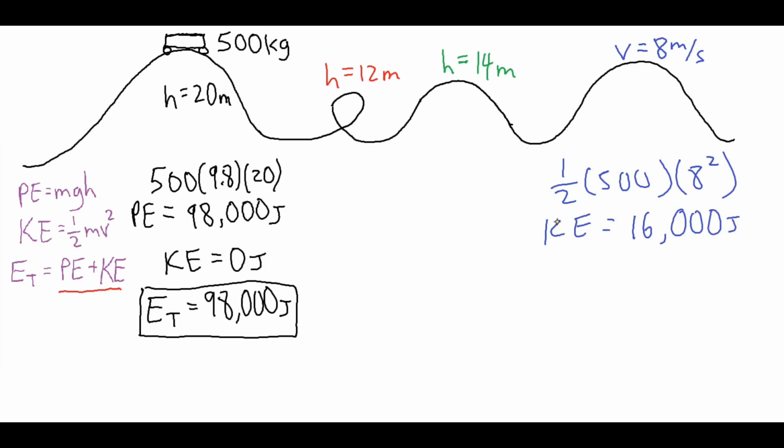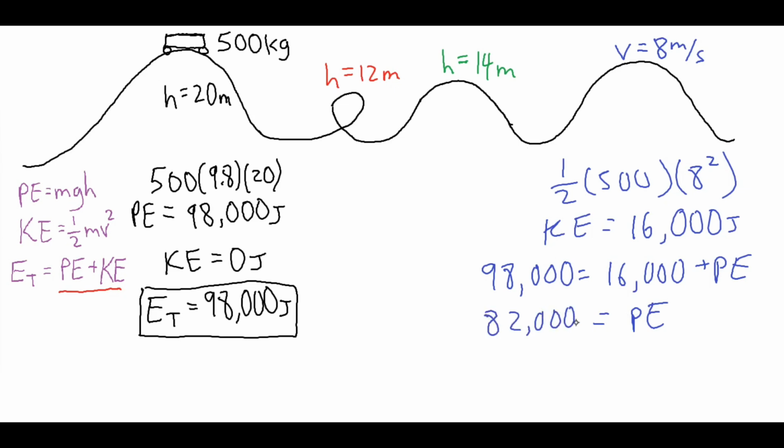Now I'm still going to use the same idea as I did earlier. I'm going to take my total energy and then set that equal to my kinetic plus my potential. This time I have my kinetic. I'm going to subtract 16,000 from both sides, and then my potential energy is going to come out to 82,000 joules. All right, so that's my highest one yet. So I'm expecting the height to be greater than the 12 and 14.